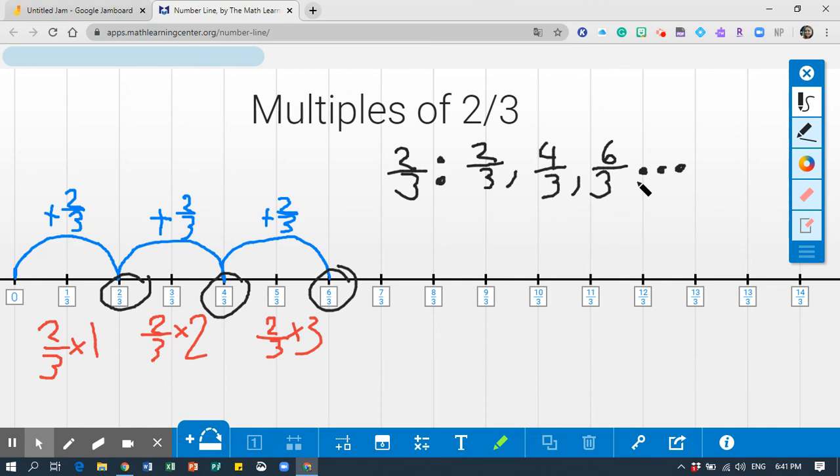So now you know how to find the multiples of a fraction by either using repeated addition or by using multiplication.